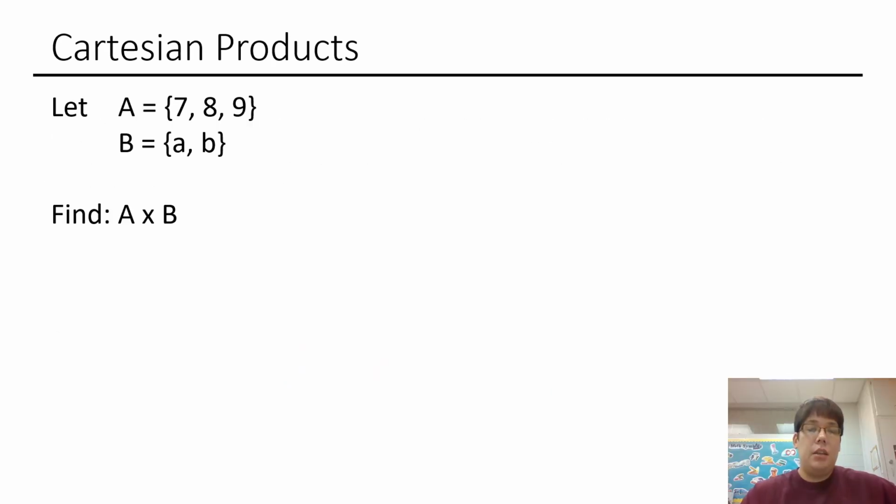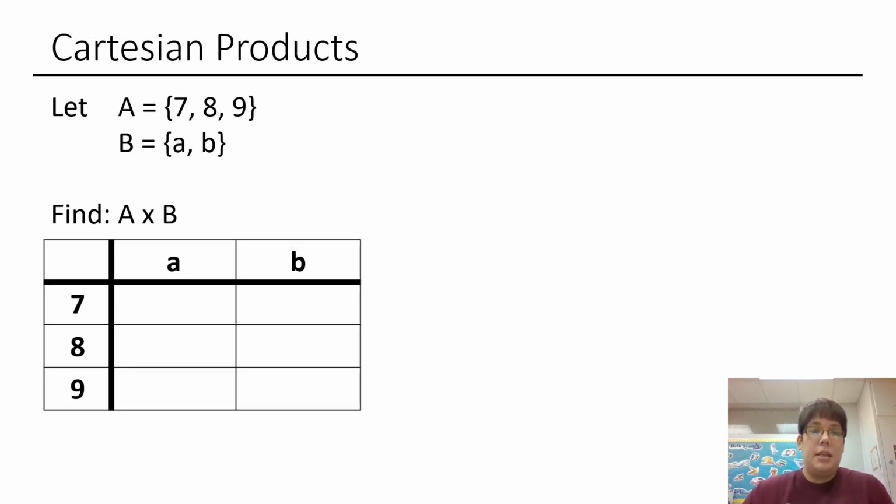And so let's go ahead and define that so we know what we're looking at. Suppose you have the set A, which has 7, 8, and 9. And suppose you have the set B, which contains the lowercase letters a and b. We want to find the cross product or the Cartesian product of A cross B. And that's how I usually say that, A crossed with B.